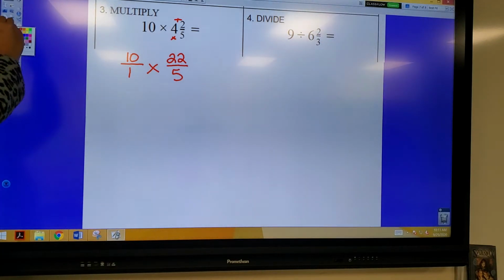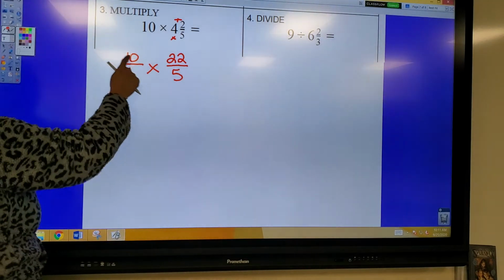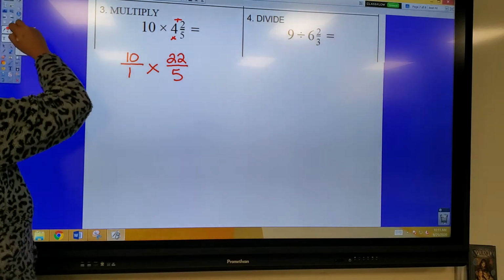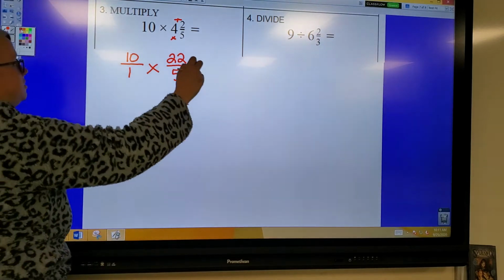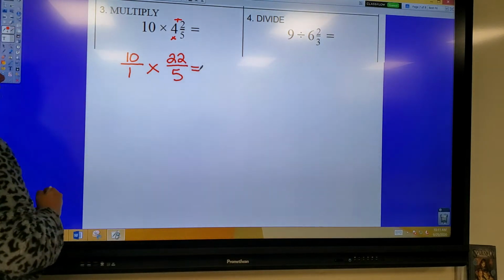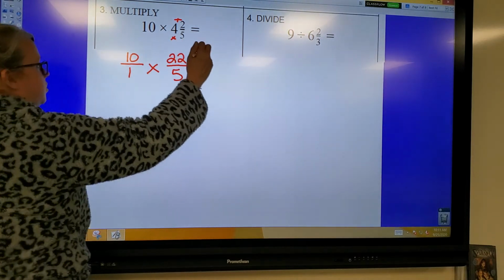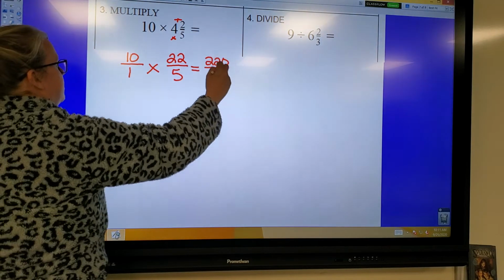I'm going to look to see if I can cross-reduce, and you can on this one. I would highly recommend cross-reducing, where you divide both 10 and 5 by 5. That's going to make your problem easier. But again, in class, most people have not liked doing that. They like just multiplying straight across and then simplifying. So I will do it the way the majority of the people like it. 10 times 22 is 220. 1 times 5 is 5.